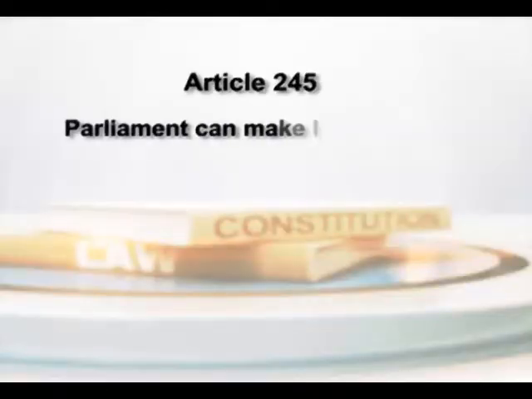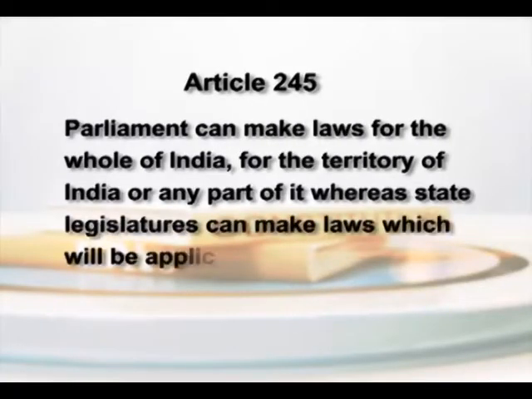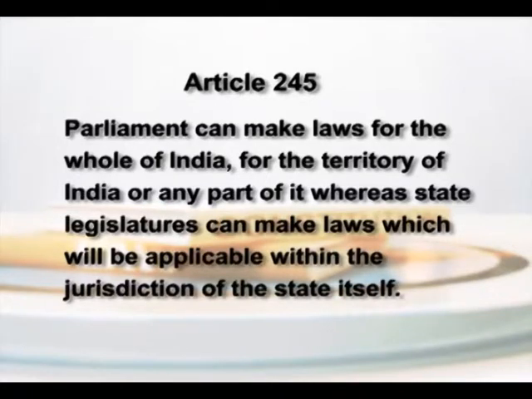Let's come to Article 245. It says that Parliament can make laws for the whole of India, for the territory of India or any part of it, whereas state legislatures can make laws which will be applicable within the jurisdiction of the state itself. Jurisdiction is fixed only for the centre, but there are a number of provisions which allow the Parliament to make laws or to trespass in the jurisdiction of the states.